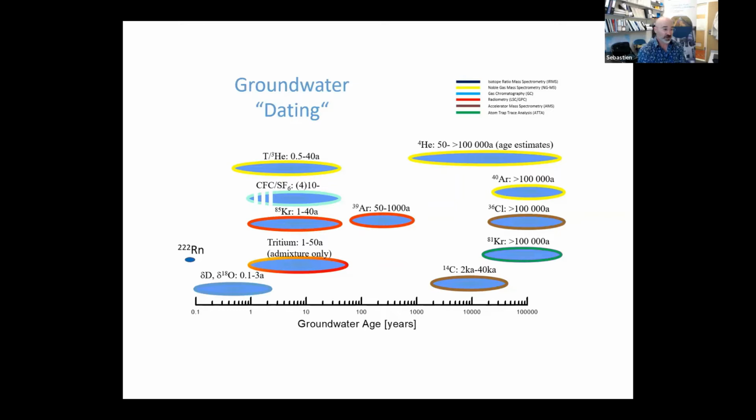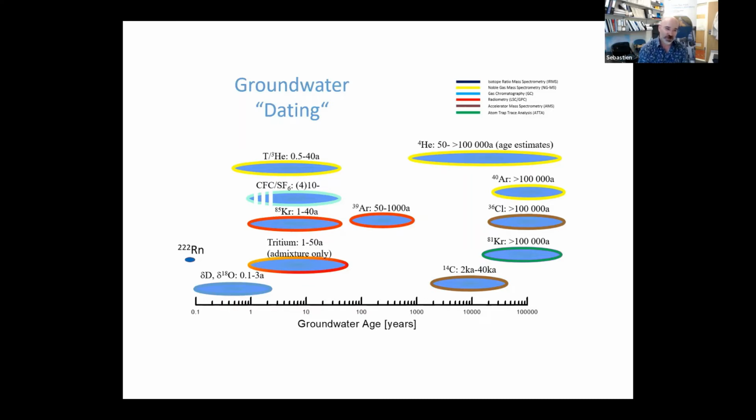This slide shows many of the tracers that can be used for putting an age on groundwater. Note the scale at the bottom. The scale is logarithmic, so in a regional groundwater system, it's not unusual to find groundwater anywhere in age from years to decades, centuries, hundreds of thousands of years. In the context of Beetaloo, maybe even older.